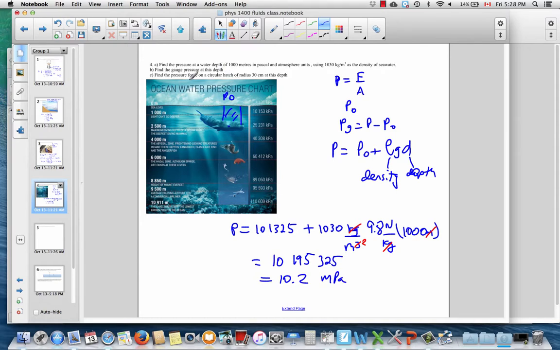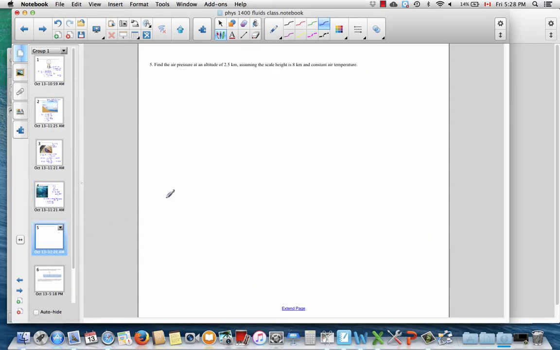Now that's just part A. We'll do part B and C in class. One more here. Find the air pressure. So here's the surface of the Earth, and then here's a bird, here's a tree. Oh, sorry, that looks like a person. A tree. There's a tree. And we're up here at an altitude of 2.5 kilometers, so we're 2,500 meters up there. What's the pressure up here?